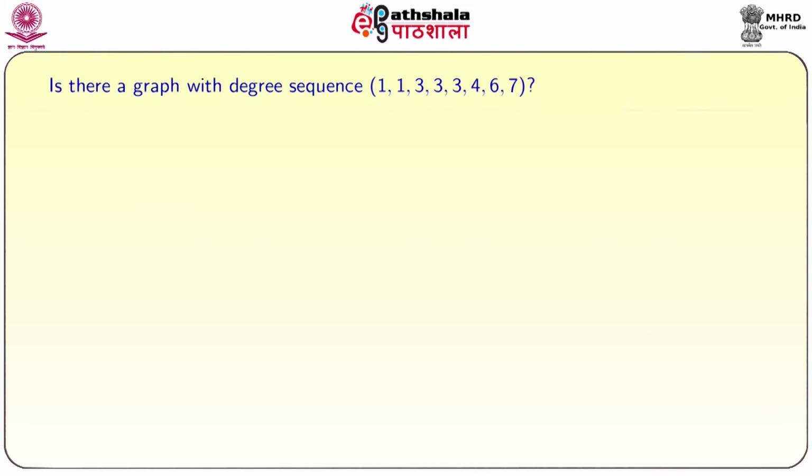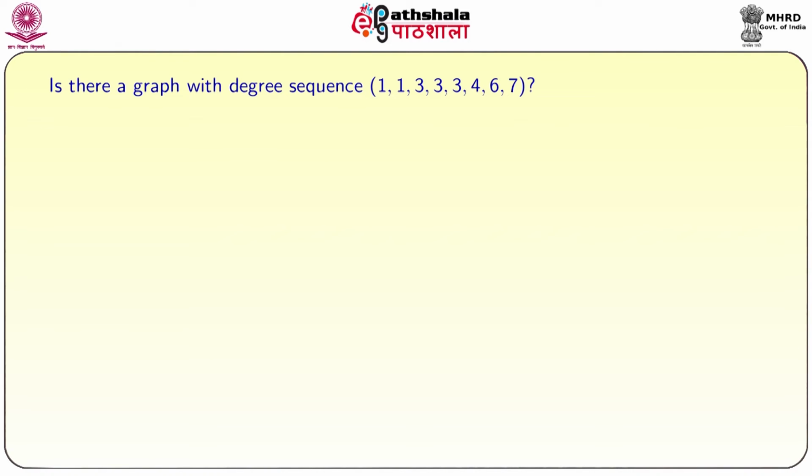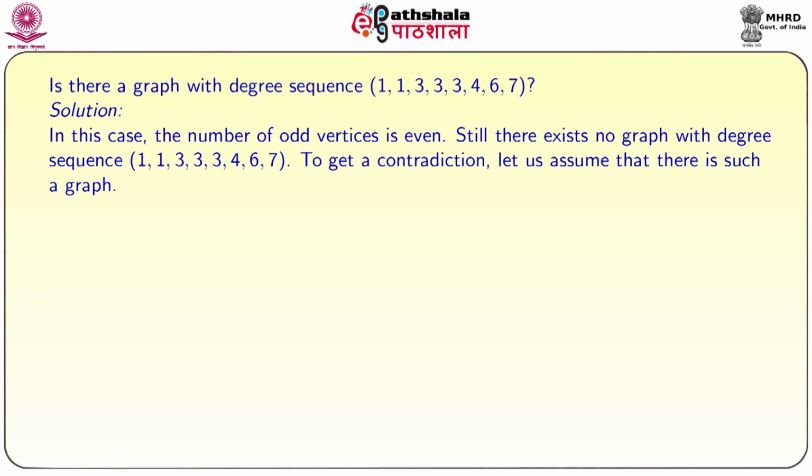Now, another question: is there a graph with degree sequence 1, 1, 3, 3, 3, 4, 6, 7? Here, the number of odd vertices is even, but that does not mean that there exists a graph with this degree sequence. So, we need to analyze carefully. In this case, the number of odd vertices is even, still there exists no graph with this degree sequence, which we will show now. To get a contradiction, let us assume that there is such a graph.